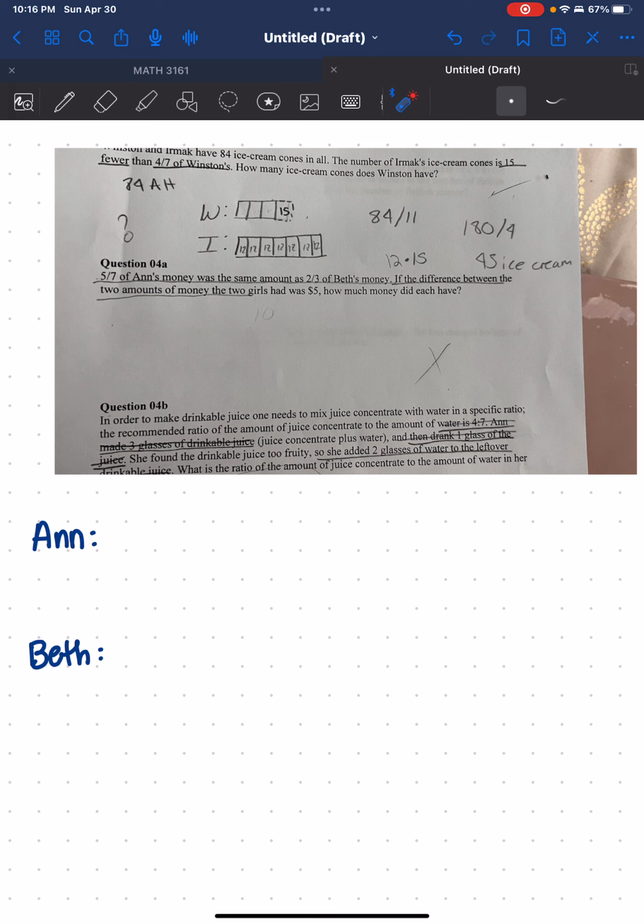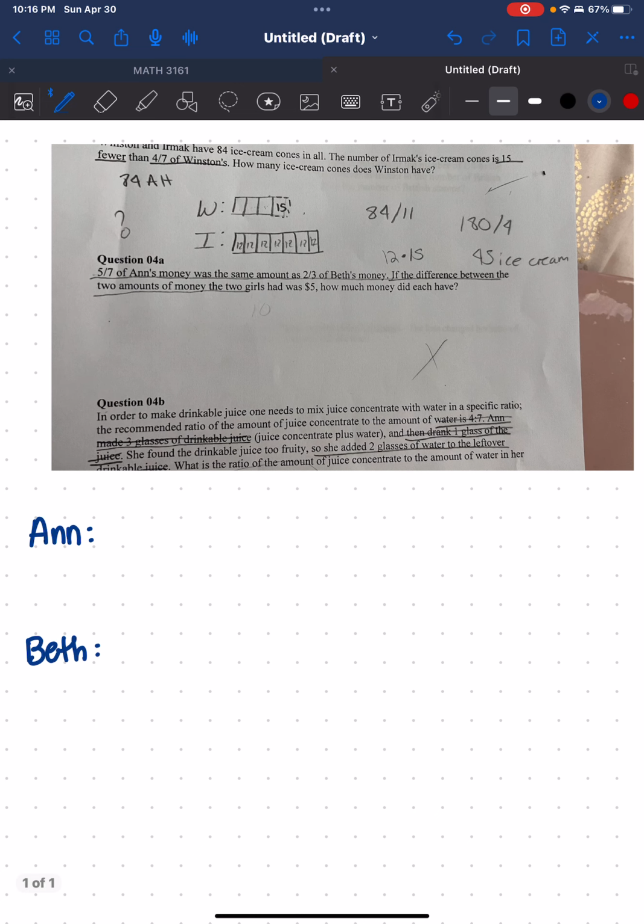So then I look, and I'm like, okay, there's 5/7 of Anne's money, and there's 2/3 of Beth's money, and they're going to be the same length because it's the same amount of money. So the best way to draw out all the boxes and to find out how many boxes to draw is by multiplying the numerators. So this would be 5 and 2. So I go, 5 times 2 is 10. So that means I'm going to draw 10 boxes.